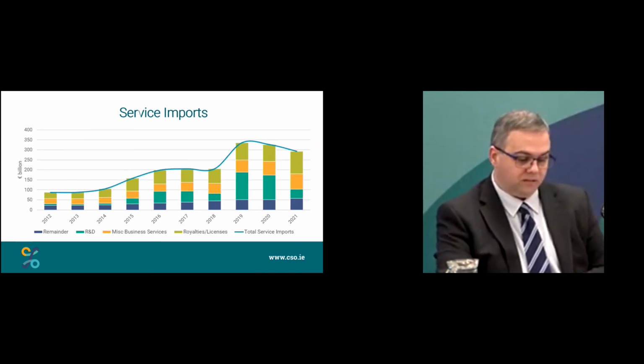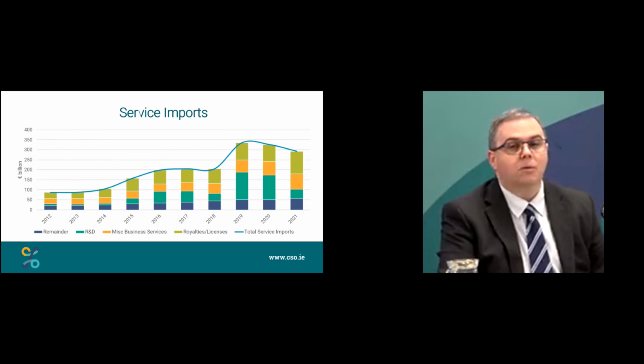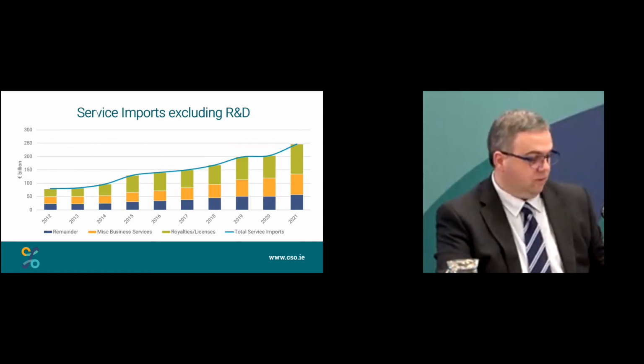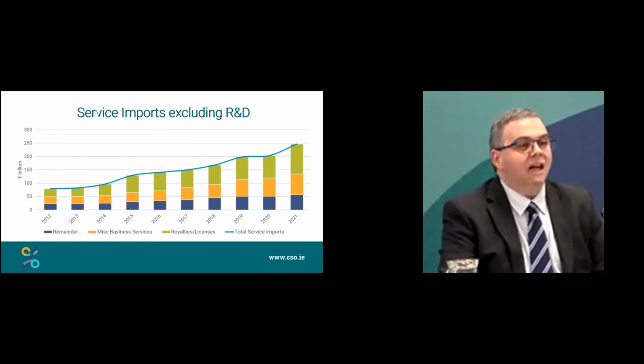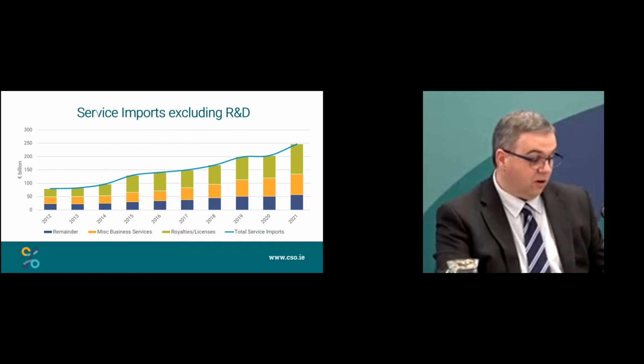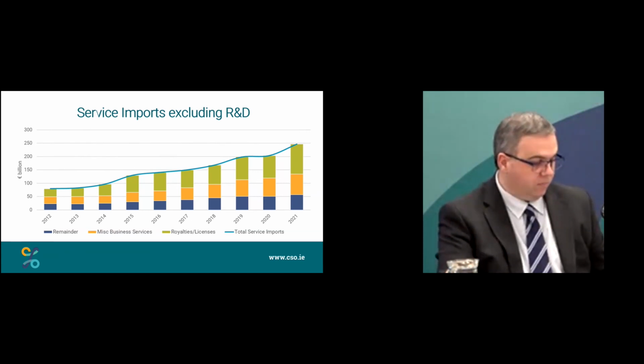When we look at the import side, again, we can see the volatility here, and we can see that it's clearly driven by the imports of R&D, which include IP imports of intellectual property products. So when we remove those, we can see again an upward trend right across the time series, where our total moves from 79 billion in 2012 to 141 billion in 2016 to 247 billion in 2021.